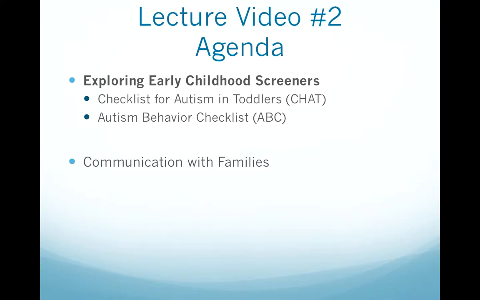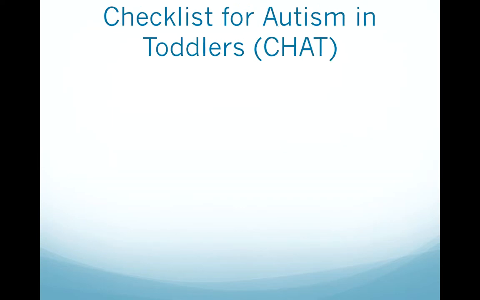We're going to look at a couple different childhood screeners, the Checklist for Autism in Toddlers and the Autism Behavior Checklist. We're also going to be discussing communication with families. The Checklist for Autism in Toddlers, also known as the CHAT, gives a parent questionnaire and then steps for doctors to follow and fill out. Then with all that information, one can assess the risks and it gives recommendations for how to proceed.